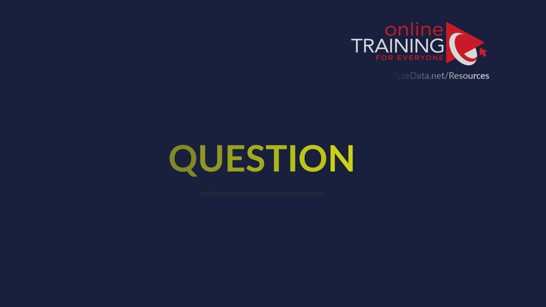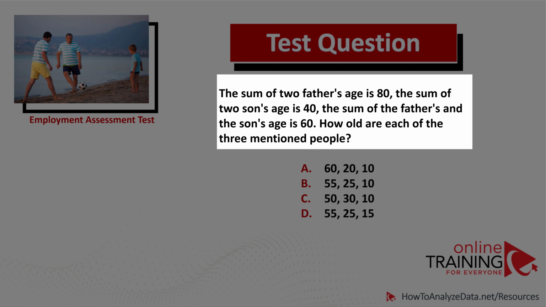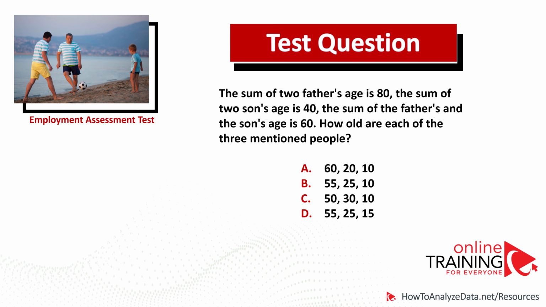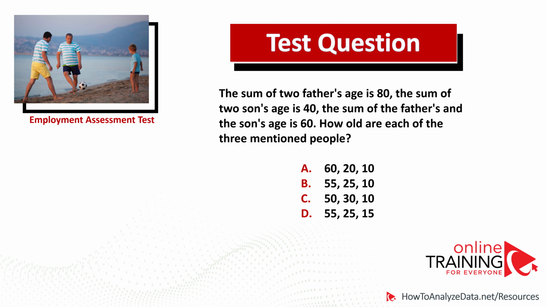Here's the question you might frequently get as part of employment assessment test. The sum of 2 fathers' age is 80. The sum of 2 sons' age is 40. The sum of the father's and the son's age is 60. How old are each of 3 mentioned people? And you have 3 groups of people. Choice A, 60-20-10. Choice B, 55-25-10. Choice C, 50-30-10. And choice D, 55, 25, and 15. Do you think you know the answer? Let's see if we can get to the correct answer together.